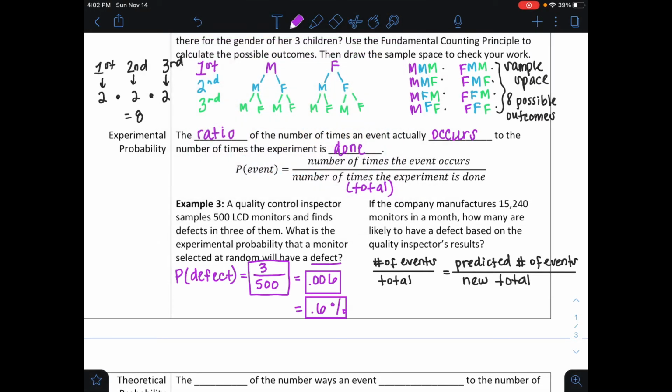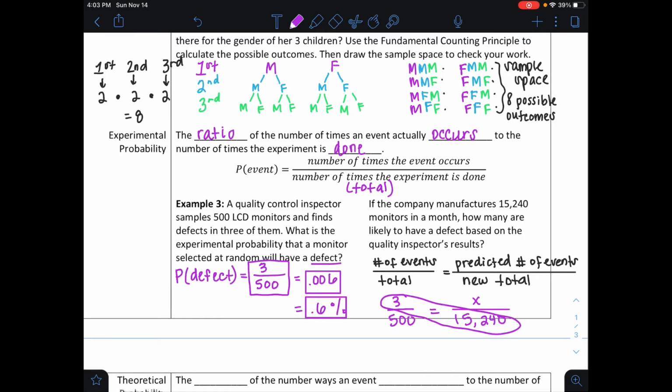Let's do it. So the number of events over the total, that's 3 over 500, right? Because 3 were defective, 500 total. Now, the new total is 15,240, and we don't know what the predicted number is yet. You can put an X right there if you like. And then you're going to use what math teachers everywhere hate the name of. It's called the butterfly method. Or you can just call it cross multiplying.